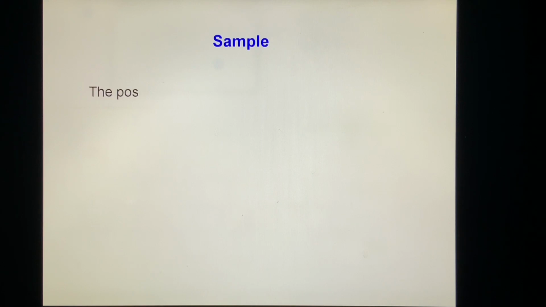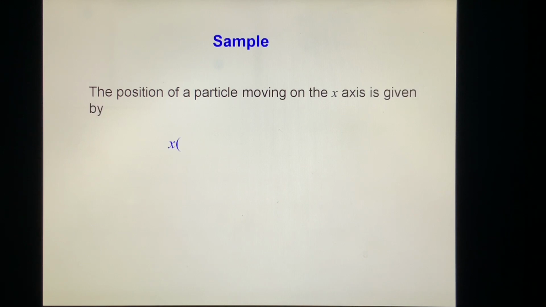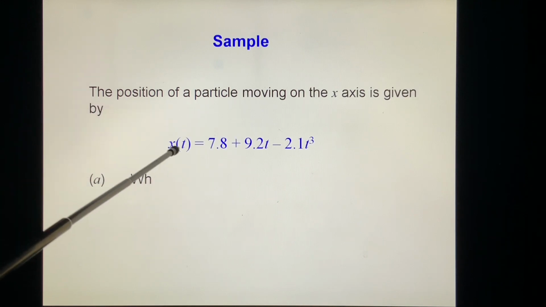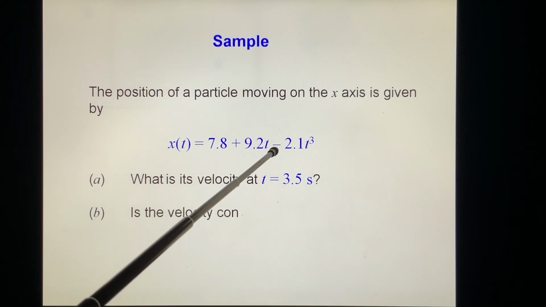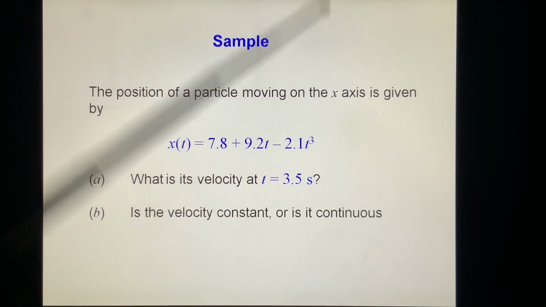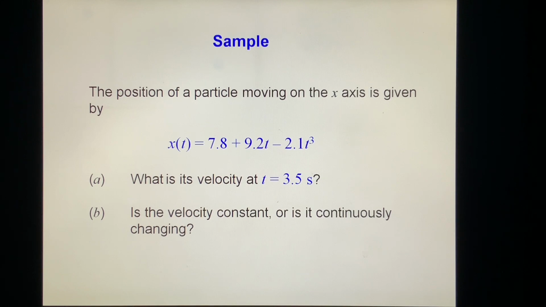Example. The position of a particle moving on the x-axis is given by x(t) equal to 7.8 plus 9.2 t minus 2.1 t cubed. Question A: What is the velocity at t equal to 3.5 seconds? Question B: Is the velocity constant, or is it continuously changing?